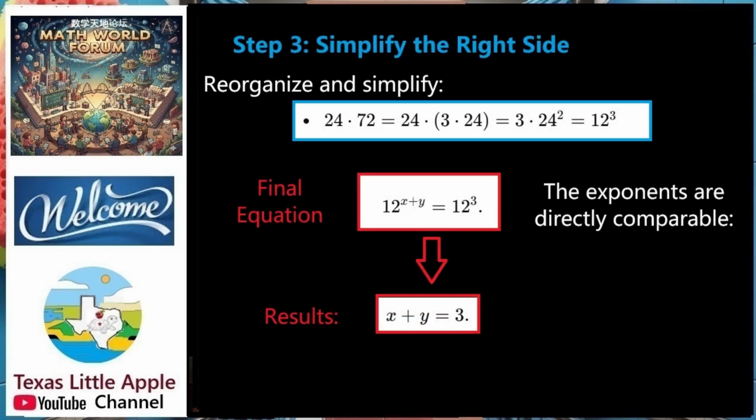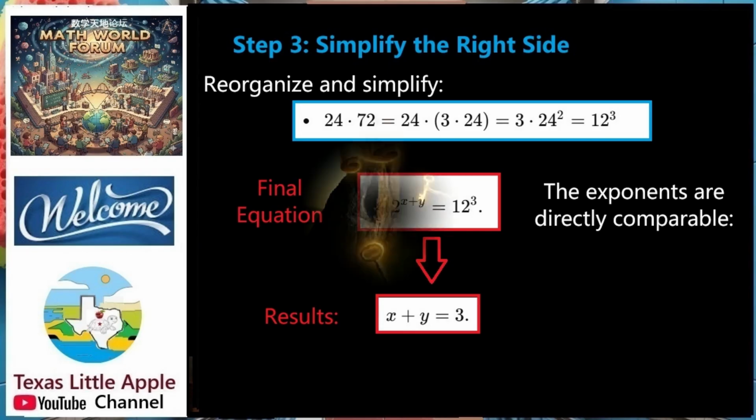Step 3. Simplify the right side. Reorganize and simplify the right side. We find that the right side equals 12 to the power of 3. So our equation becomes 12 to the power of x plus y is equal to 12 to the power of 3. Now the exponents are directly comparable. Therefore, x plus y is equal to 3. That's the solution. No logs, no systems, and barely any algebra.